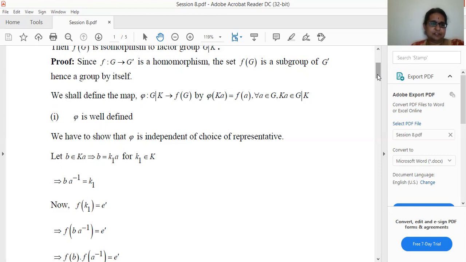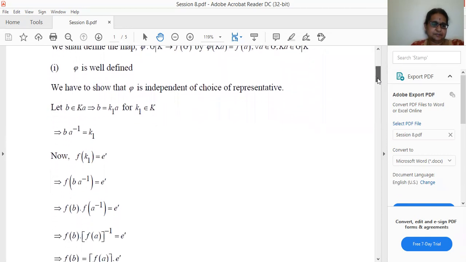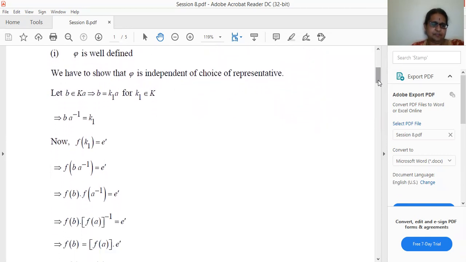And F is a homomorphism. So F of B A inverse can be written as F of B dot F of A inverse. Therefore, F of B dot F of A inverse is equal to E dash. F of A inverse is nothing but F of A whole inverse. This we have proved as one of the properties of a homomorphism.